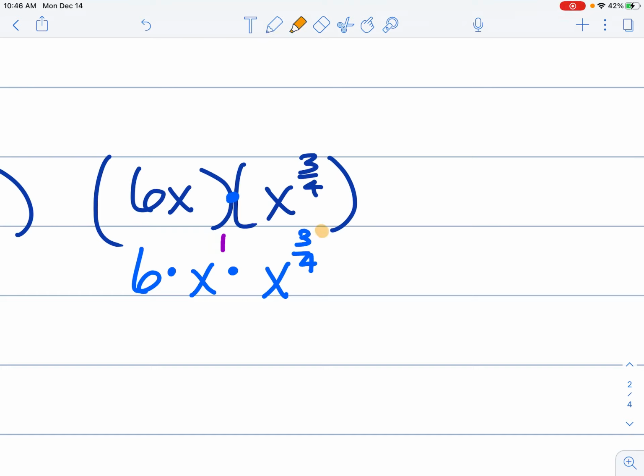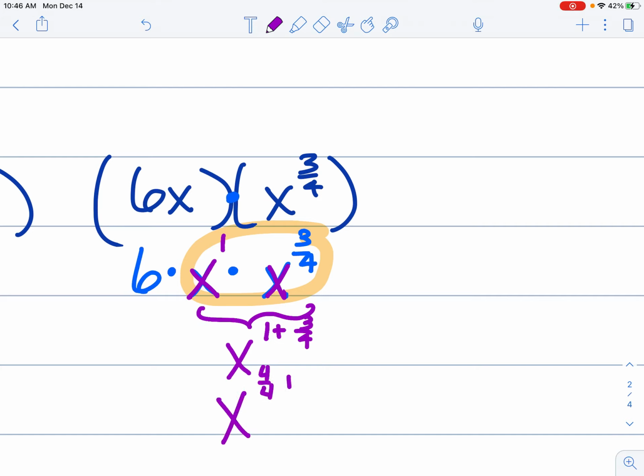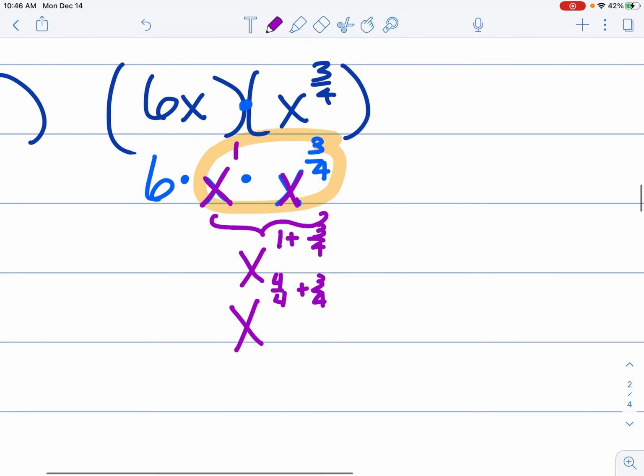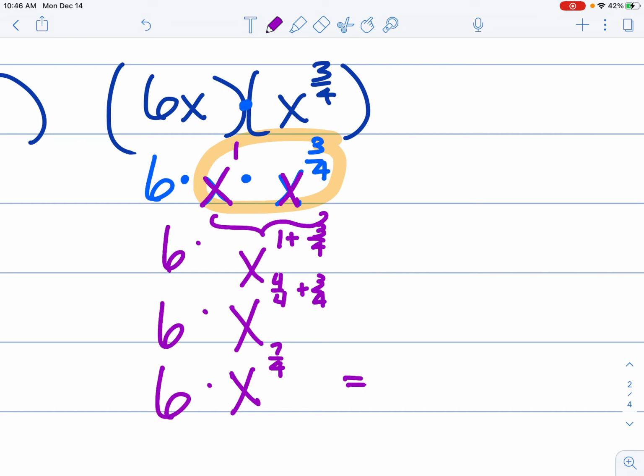And here, anytime we have a multiplication of 2 exponents, remember when we learned about those properties, multiplying exponents with the same base means we add the exponents. So this right here will become x to the 1 plus 3/4. Well, x to the 1 is like saying 4/4. So 4/4 plus 3/4 is x to the 7/4. And this 6 is just being multiplied in front. So our answer is 6 times x to the 7/4.